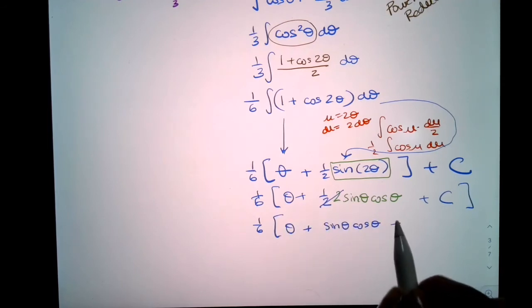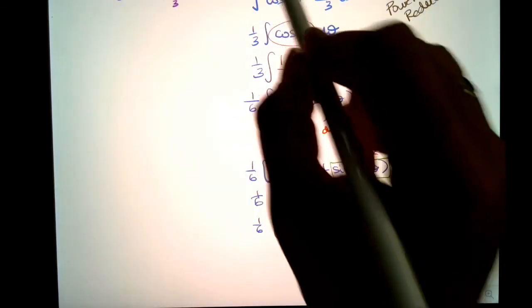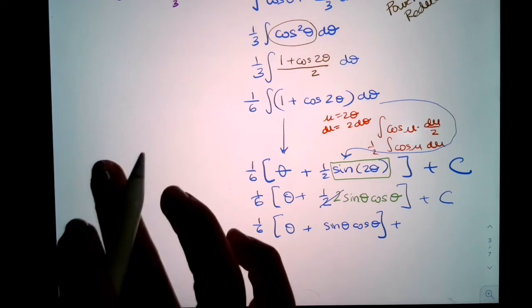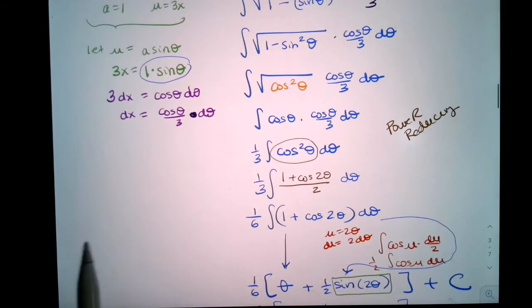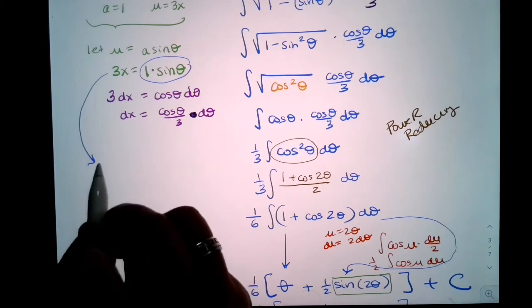which doesn't look much better, right? Because I still have my answer in terms of theta and not x. So I need to figure this out. Back in Unit 1, we talked about this. I'm going to highlight something here. I'm going to go right from here, and I'm going to write what this means. I'm just going to rewrite it.